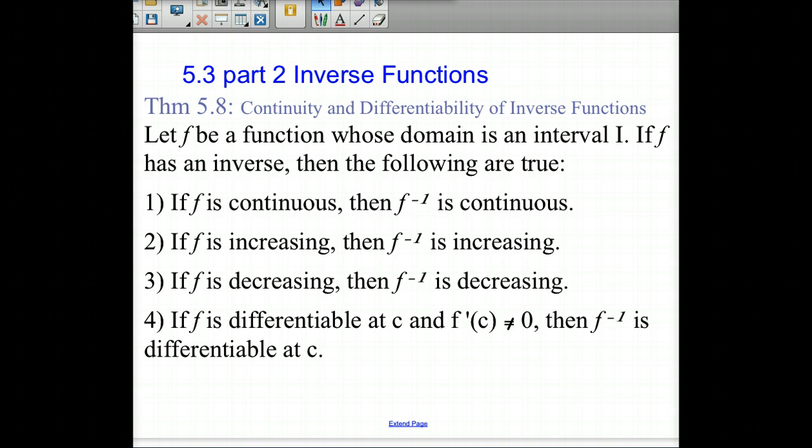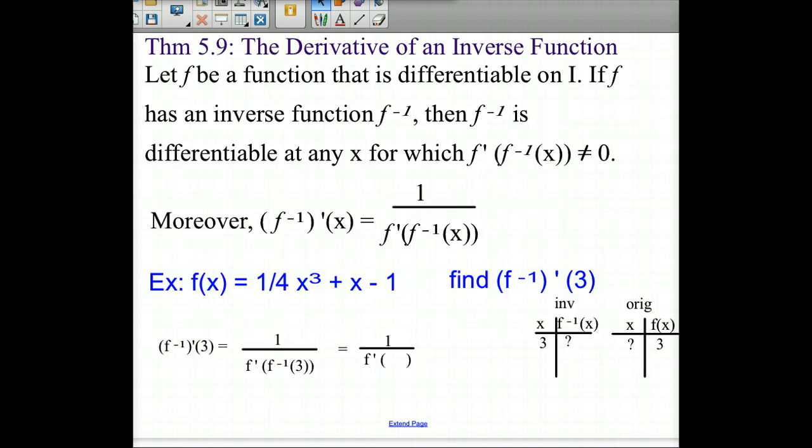And then number 4, if f is differentiable at a certain number, and that derivative does not equal 0, then the inverse is differentiable at that number. Just a few things to remember about the relationship between original functions and their inverses.